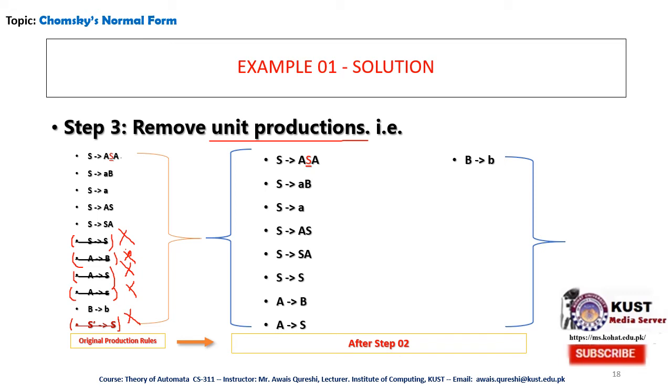Here you can see that this is the same string, and this is also the same string. S is a non-terminal and A is a terminal, so it's okay, and S is equal to AS and S is equal to SA. We have removed this one, and this one and this one. So the rest of the strings will follow as they are.